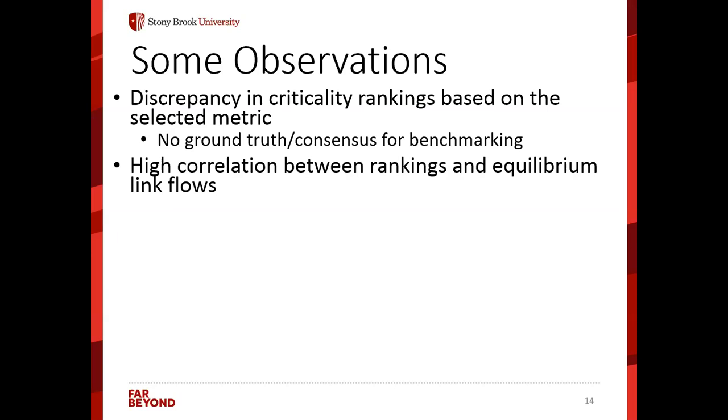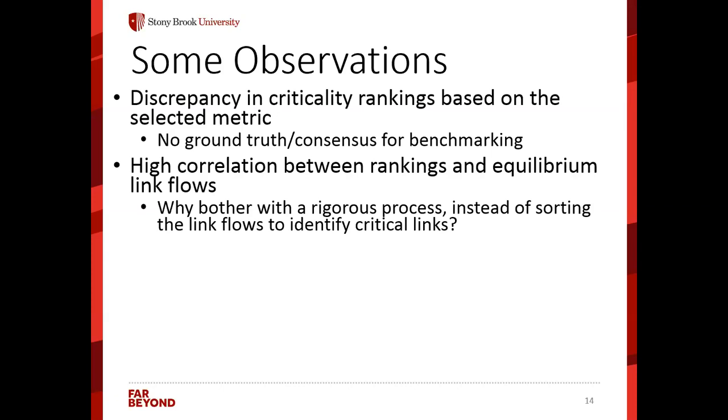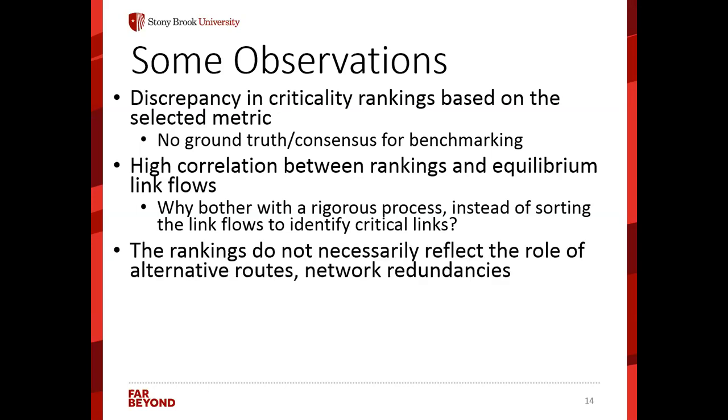And there is a high correlation between rankings and equilibrium flows. So what this tells is, why are we bothering ourselves with all these rigorous calculations, link removals? Instead, we could just look at the link flows. We can even measure them, and we don't even have to run traffic assignment. Sort them by link flow magnitude, and the top one is the most critical. If there's such a correlation, then all this work on link criticality may be just an academic exercise, but nothing practical. Also, rankings do not necessarily reflect the role of alternative routes or network redundancies.